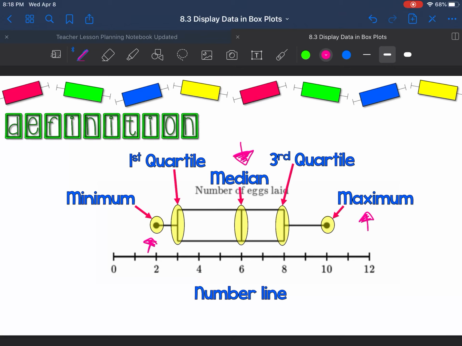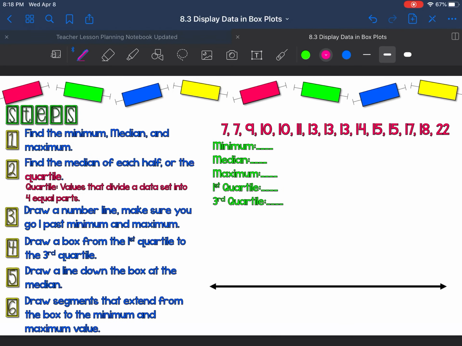So in this number of eggs laid, we know that the 6 is our middle number. We also know that in our data set, our 2 is our minimum and our 10 is our maximum. The two new terms that we're going to talk about today in the next slide are the first quartile and the third quartile. And I'm going to tell you what those are on the next slide. So let's go ahead and keep going.